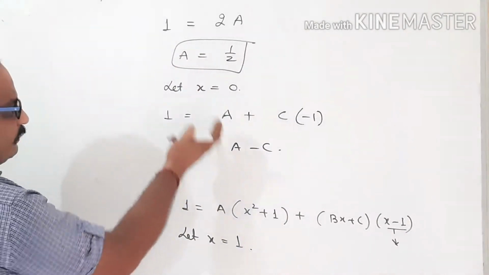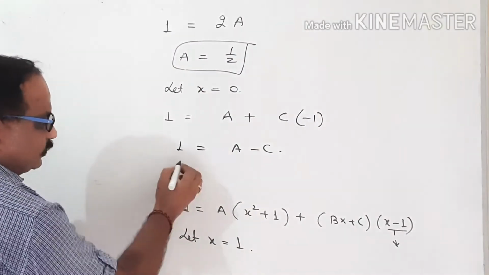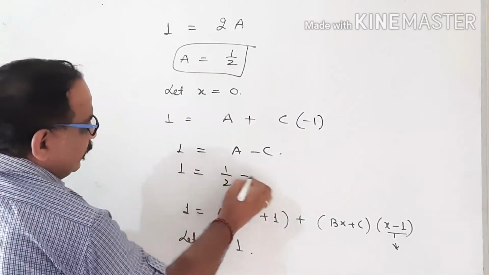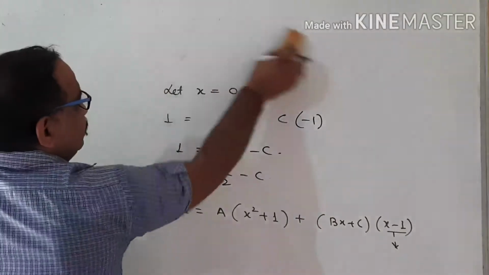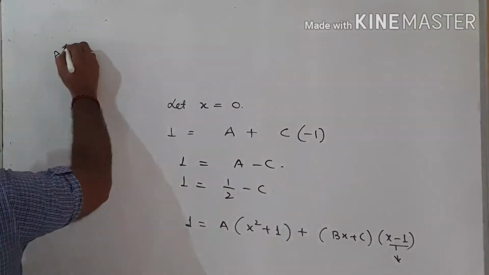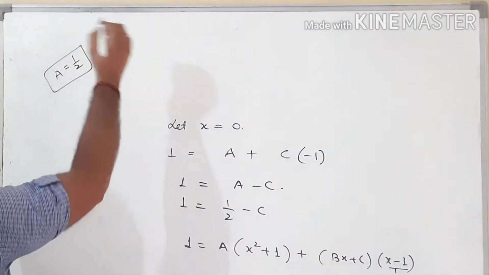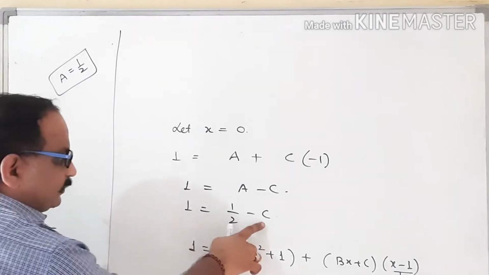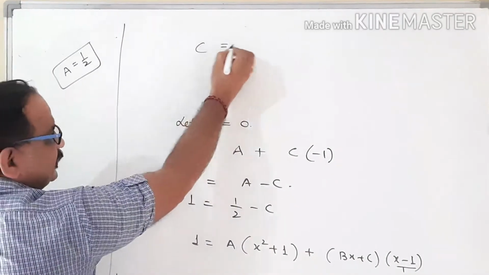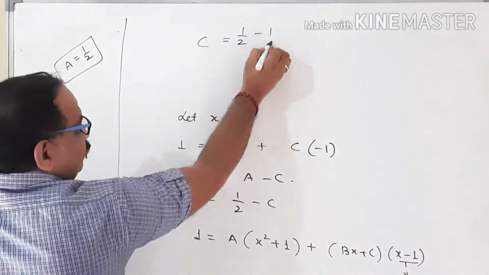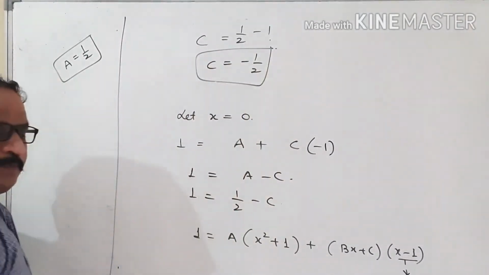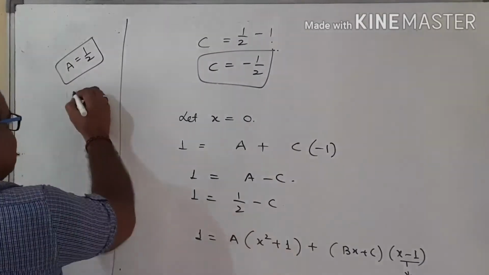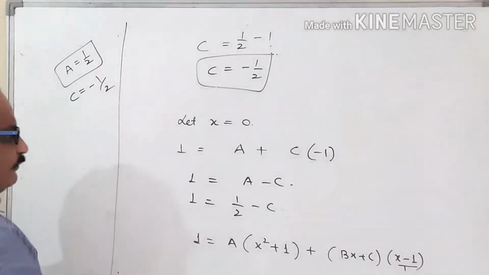The value of a we have, we can substitute that and c will be out. So 1 equals 1 by 2 minus c. And then we can write the value of a in the left corner for reference. Now c we have to calculate. Here c equals half of minus 1, so c equals minus 1 by 2. So two values we have. Again, c equals minus half.